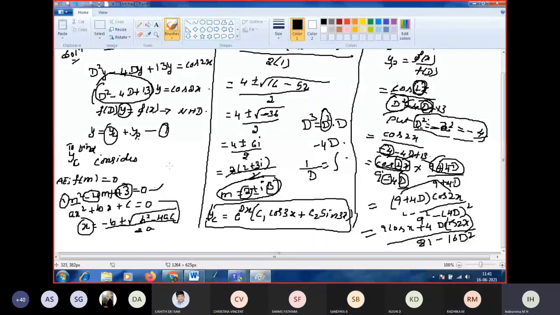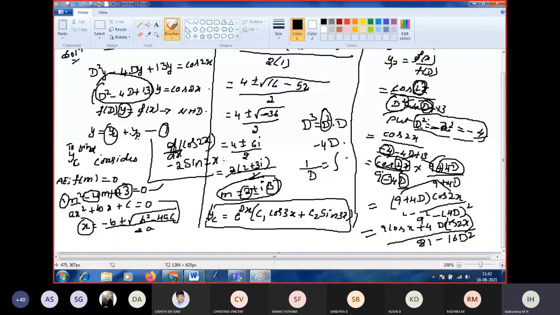Now there we have D of cos 2x, correct? We know that D is nothing but d by dx. What is d by dx of cos 2x? Minus sin 2x into 2, minus 2 sin 2x. Differentiation is into 2. Integration is divide by 2.